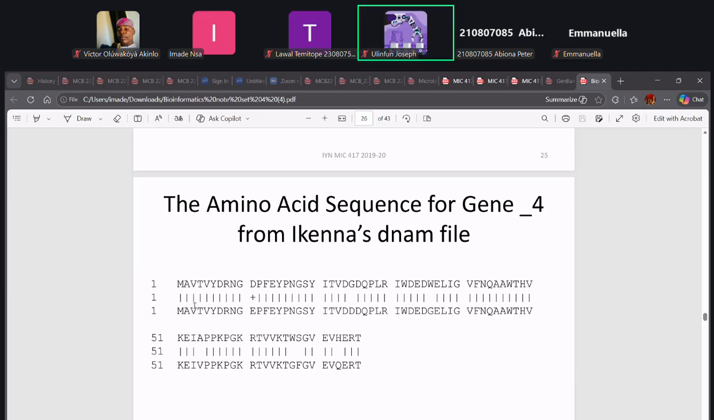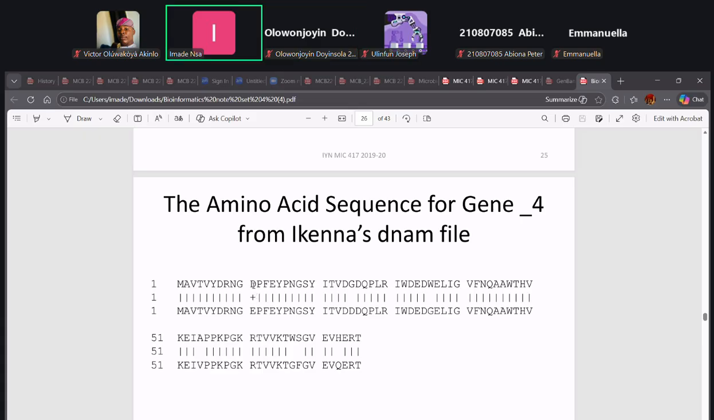Wonderful. One thing I need to tell you is that these are written in tens. So this is 10, 20, 30, 40, 50. Please remember that. If we look at the first 10, once you see a single line like a tally, it means they match. MAVTVYDRNG. Can you see it? They're all the same. First 10, are we good? Yes, ma'am. Let's come to the next 10.